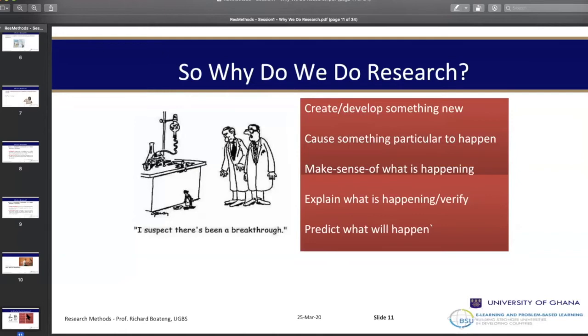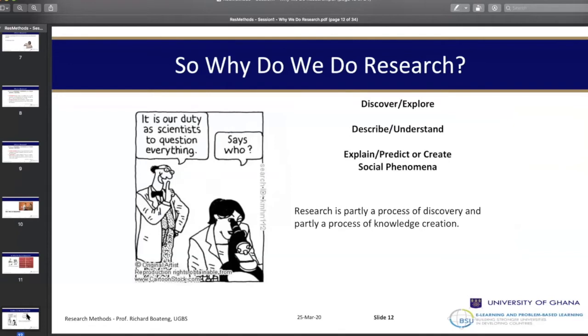And if we can explain, we can even predict what will happen in the future. We can summarize these things into three: to discover and explore, to describe and understand, and then to create or to explain or to predict.